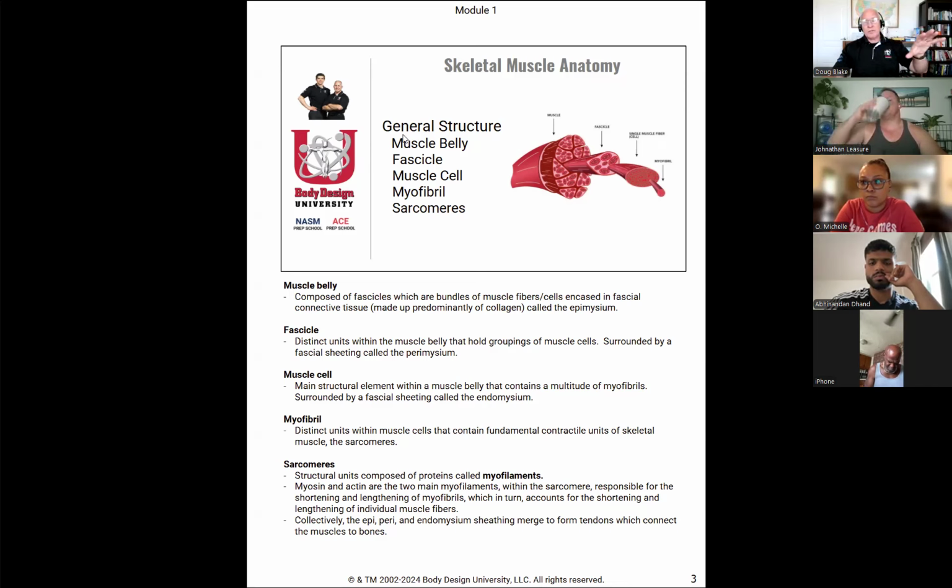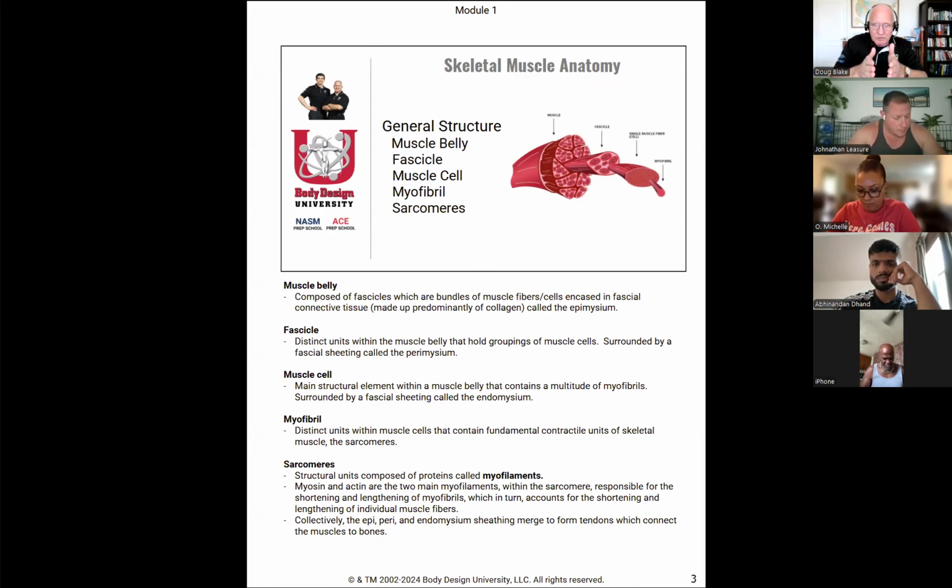We generally start with the understanding that there is a muscle belly. Everybody look, right? You've got a bicep. You've got a deltoid. You've got your pecs. That is a muscle. So that's a muscle belly, and that's what we're looking at first. So we start from the larger general and work down to the smallest structure, which is going to be the sarcomere. So what is the muscle belly? It's composed of fascicles. Okay.